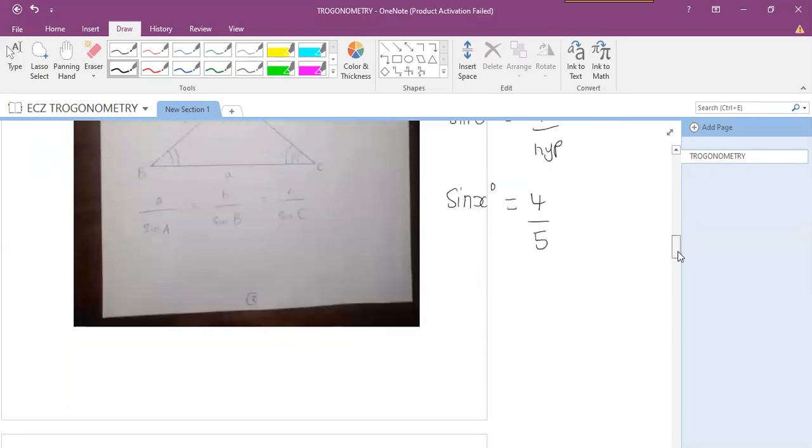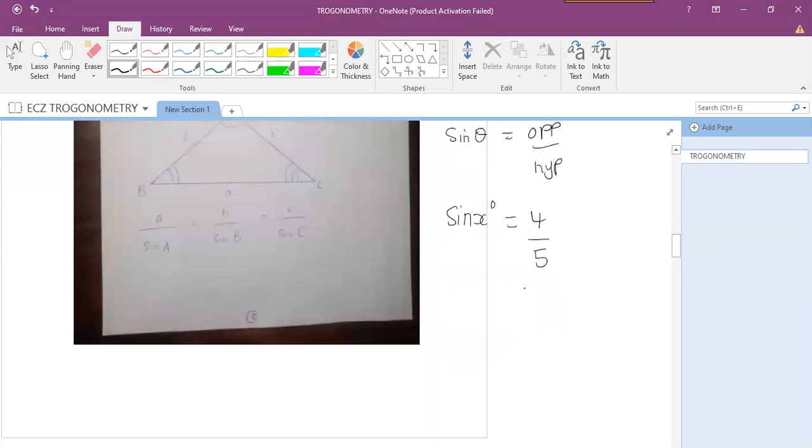By the way, this step is very important. You're going to see this step, especially when we do the sine rule, even the cosine rule. So get your calculator and start with 4. Say 4 divided by 5. 0.8. All right, excellent.